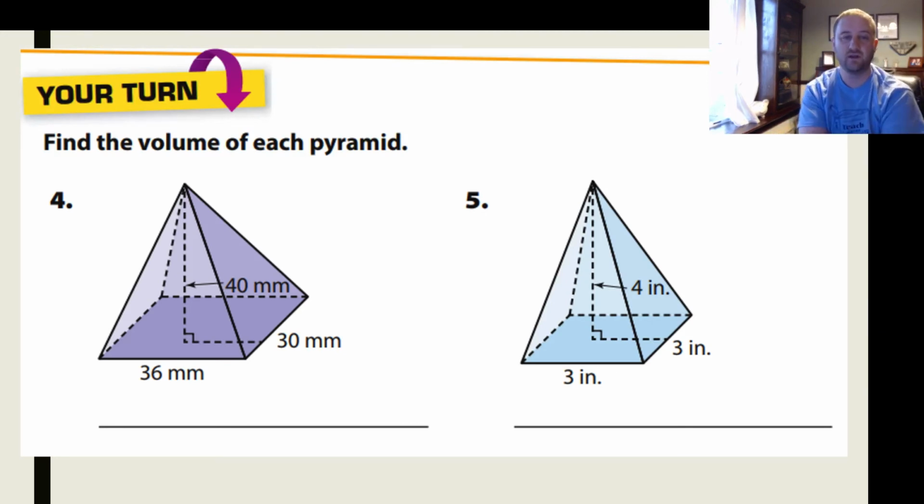All right, I want you to go ahead and try and do 4 and 5 on your own. See if you can do this on your own piece of paper, figure it out, and then I'll go through both these with you here in just a second. All right, hopefully you pause these.